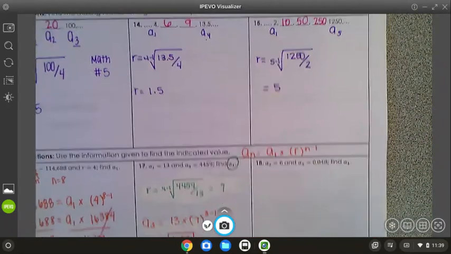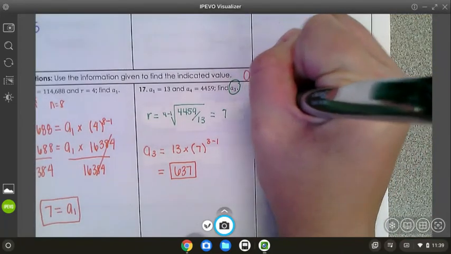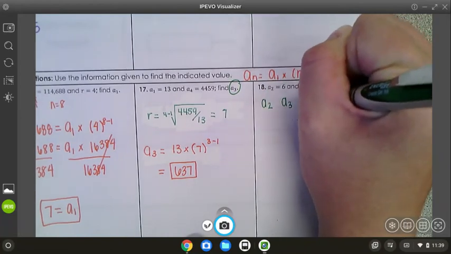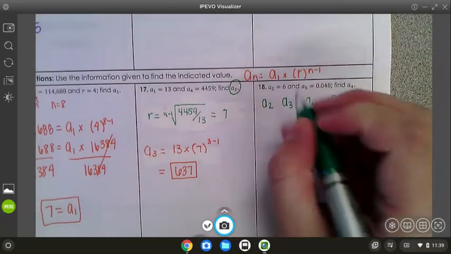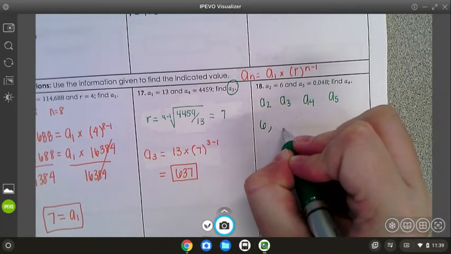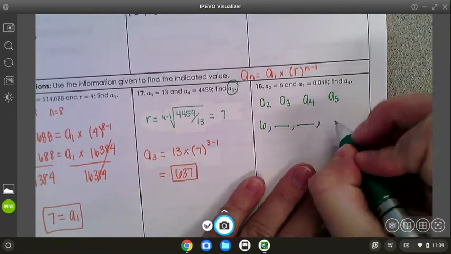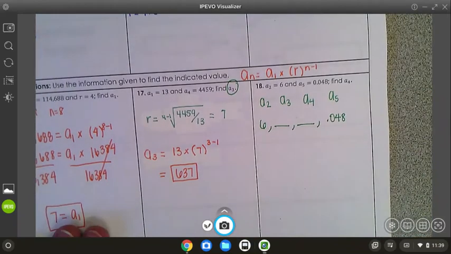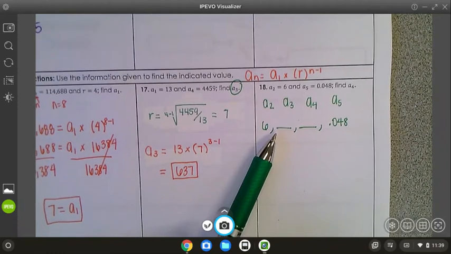Okay, so if we start at A2, A3, A4, A5, we know A2 is 6. We don't know 3 or 4. We know A5 is 0.048. This looks just like number 14. So let's solve it that way.